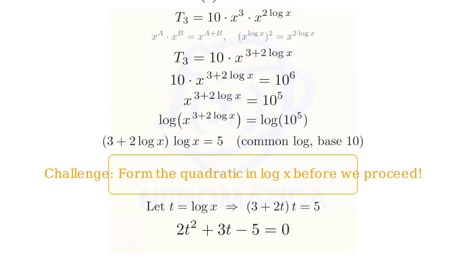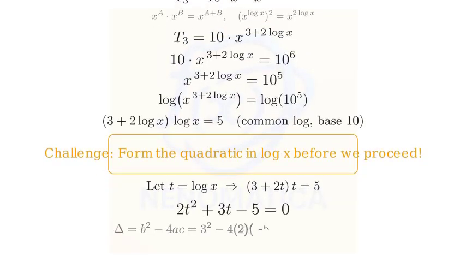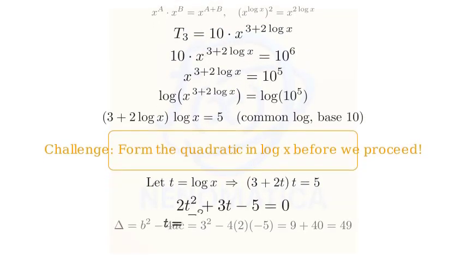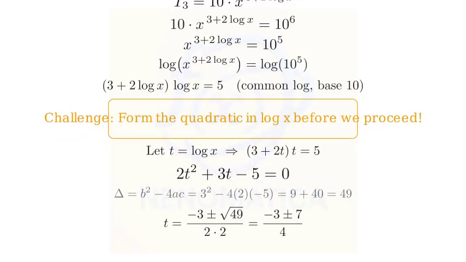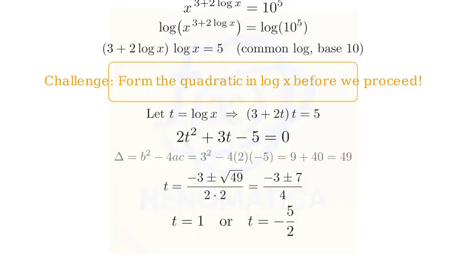Solve the quadratic. The discriminant is 3 squared plus 4 times 2 times 5, which is 49. So t equals negative 3 plus or minus 7, all over 4. That gives t equals 1 or t equals negative 5 over 2.